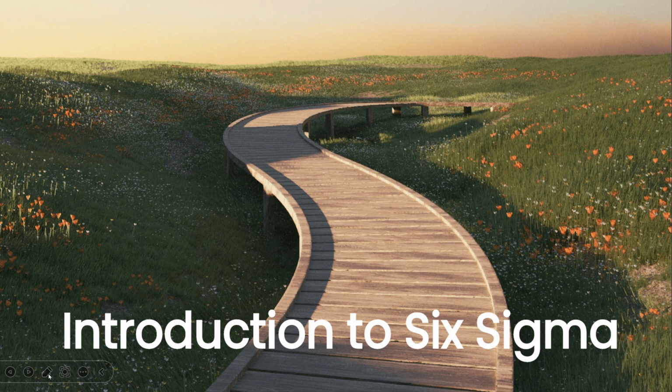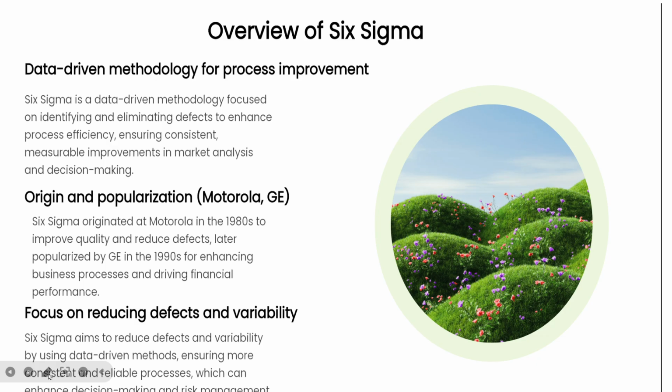So, what is Six Sigma? Six Sigma is nothing but a data-driven process. It was initially started in the 1980s by a company called Motorola, and then taken forward by GE in the 1990s. The objective was very simple: enhancing business process and driving financial performance. This is what we want. If you relate this to our share market, we also want to enhance our process and drive financial goals, that is, maximize our profit.